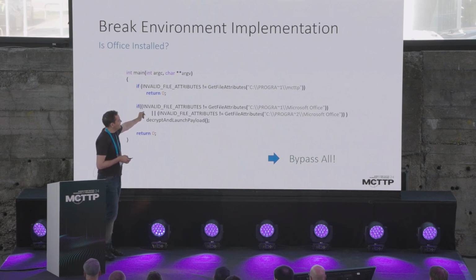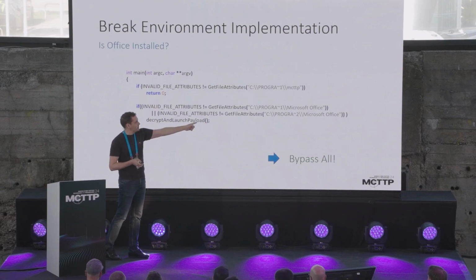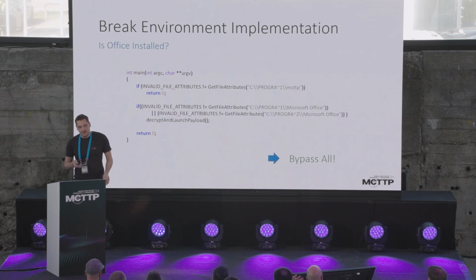And here I eliminate the good ones. Because the good ones will not return true every time. They will return true only on the files that are emulated in their emulated file system. So I'm looking for Microsoft Office, and if I find it, I decrypt the payload. And this is really good to bypass EDR.